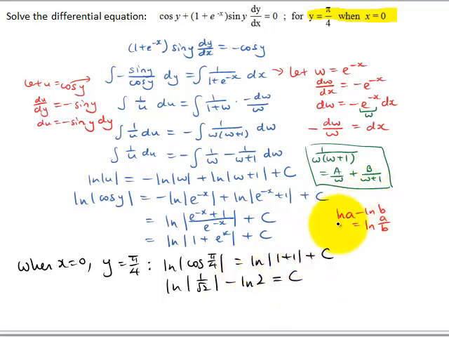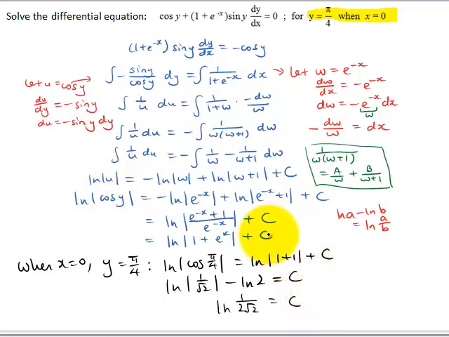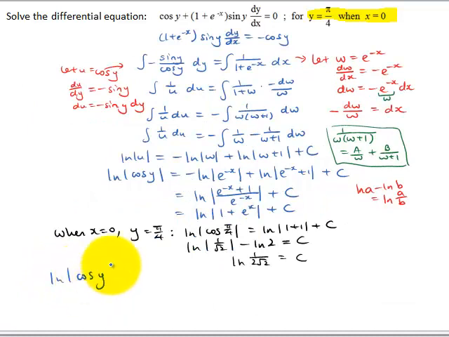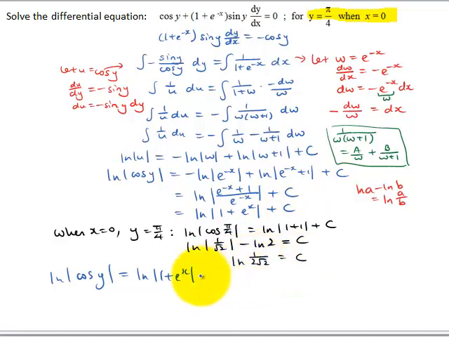So once again, I'm going to use this trick. If you see the subtraction of logarithms, I can change to division. So I'm going to take this here, the logarithm of subtraction. I can take this divided by this. So ln of 1 over root 2 divided by 2 is 1 over 2 root 2, gives me c. Now I can sub back into this expression here, plus c, which is this.